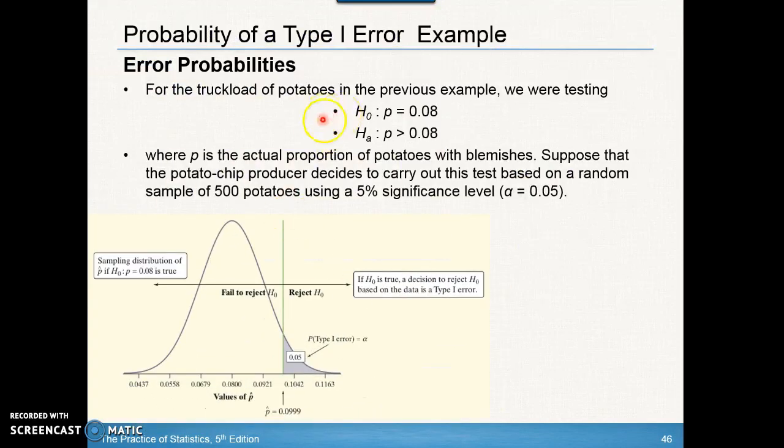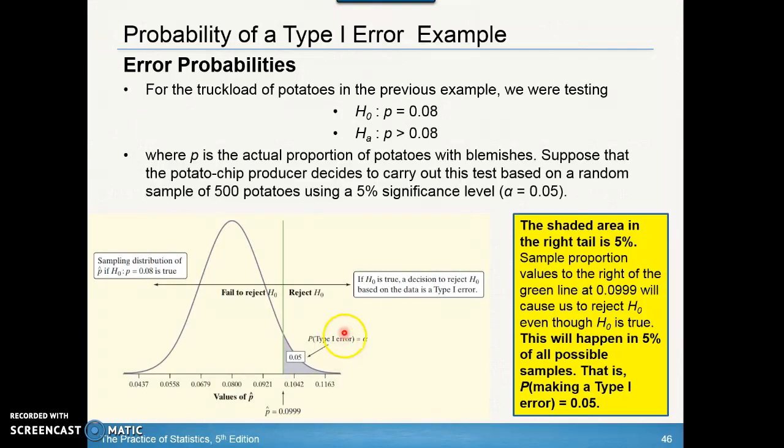Okay, so let's take a look at our truckload of potatoes problem. So here are our null and alternative, where p is the actual proportion of potatoes with blemishes. Suppose that the potato chip producer carries out this test based on a random sample of 500 potatoes using a 5% significance level. So now we're doing a sampling distribution of p-hat. Notice 95% of the time we're failing to reject it, 5% of the time we're rejecting it. That is our alpha level or our significance level, which is the same as the probability of a type 1 error. Now, the shaded area in the right tail is 5%.